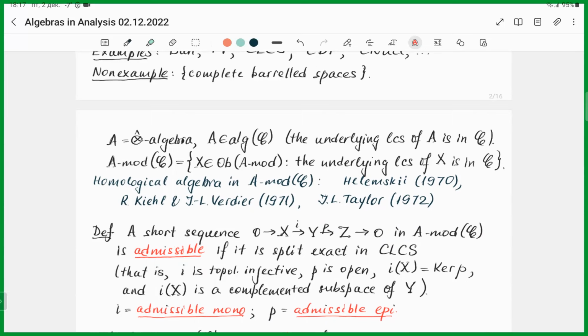If we rephrase this in more analytic or topological terms, this means that the first map I is a topological injection, that is, a topological embedding. P is an open map of Y onto Z. And also we have algebraic exactness in the middle term. That is, the range of I is the kernel of P. And finally, I of X should be a complemented subspace of Y. So this means that our sequence is admissible. The first arrow in this diagram, I, is called an admissible monomorphism, and P is an admissible epimorphism.